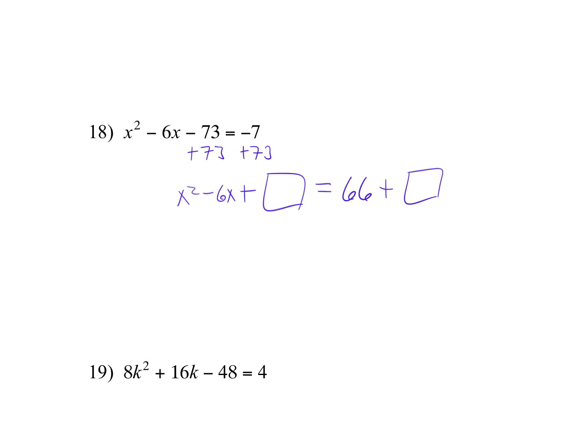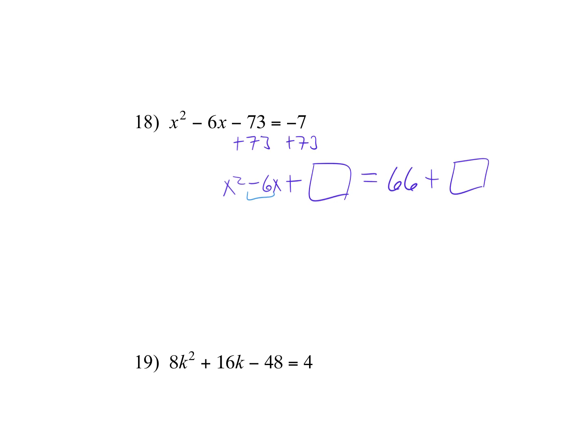All right. And then the next thing we wanted to do is add b over 2 squared, right? Our b term is always the term in front of the x. It's going to be this negative 6, right? So negative 6 divided by 2 is negative 3. And then negative 3 squared is 9. So we're adding 9 to both sides.